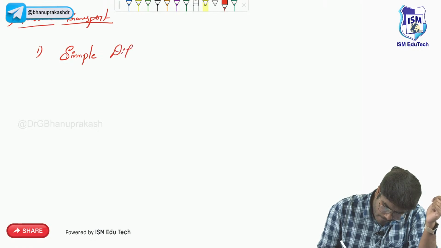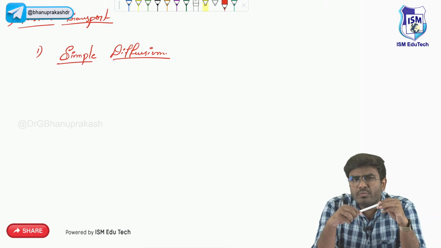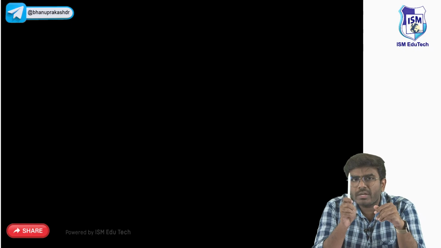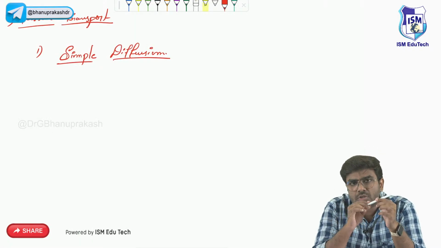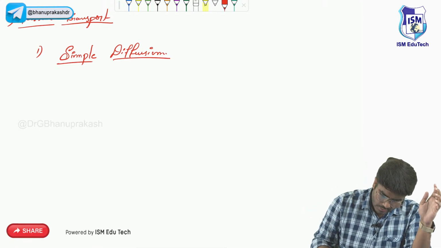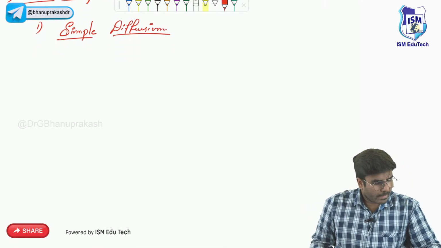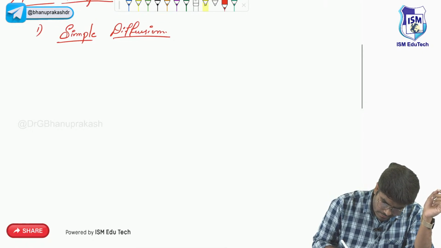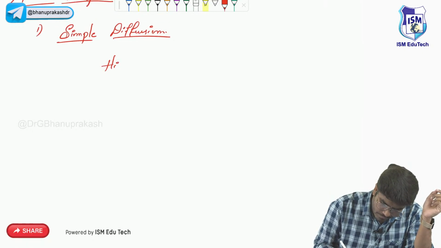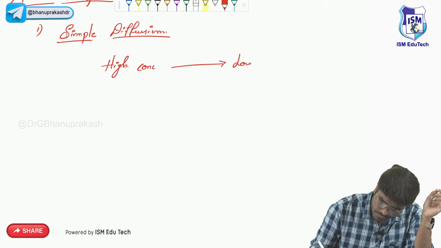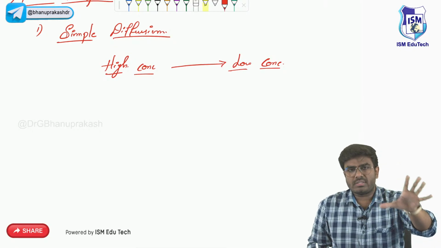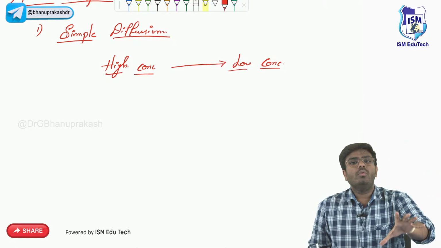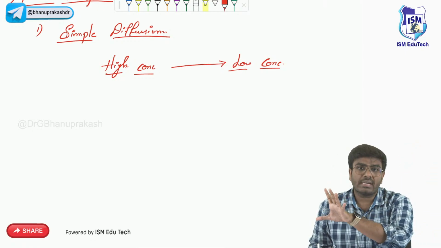Simple diffusion. Now, I'm asking you, does simple diffusion require any ATP for the movement of substances? No, simple diffusion does not require any energy. First of all, what exactly is simple diffusion? Here the substances are going to move from high concentration to low concentration. Especially here I'm talking about gases. A gas, for example, oxygen, will move from high concentration to low concentration naturally.